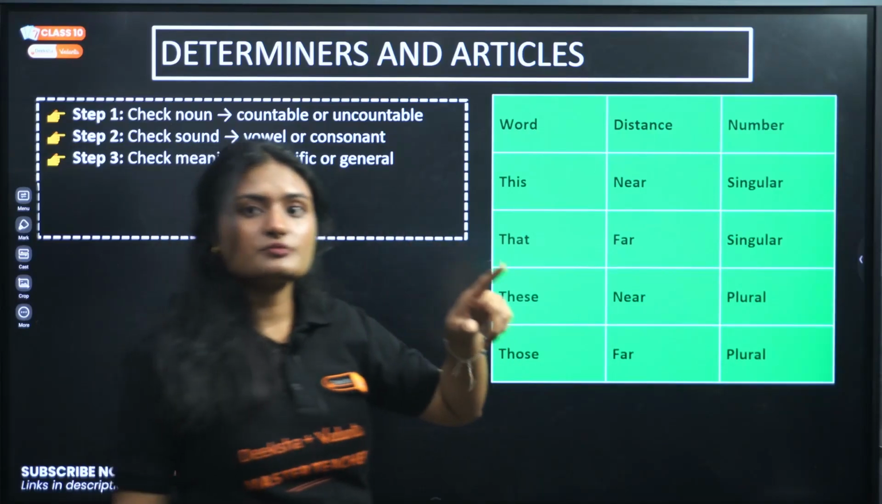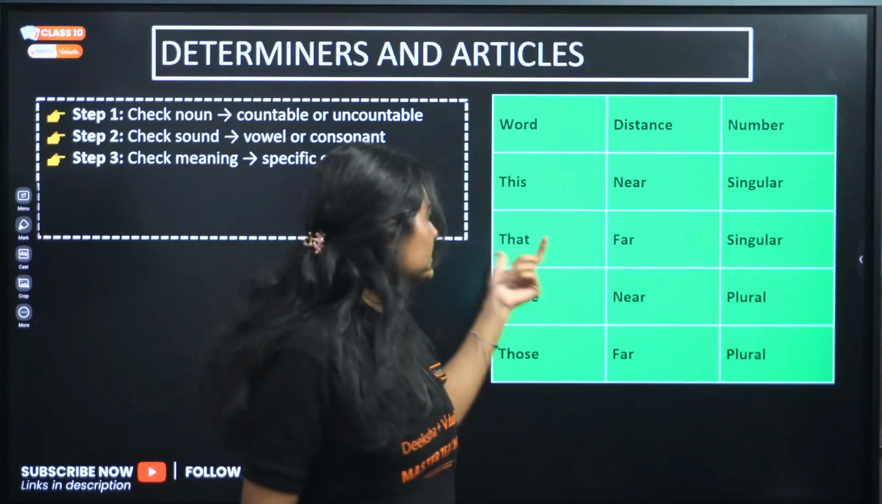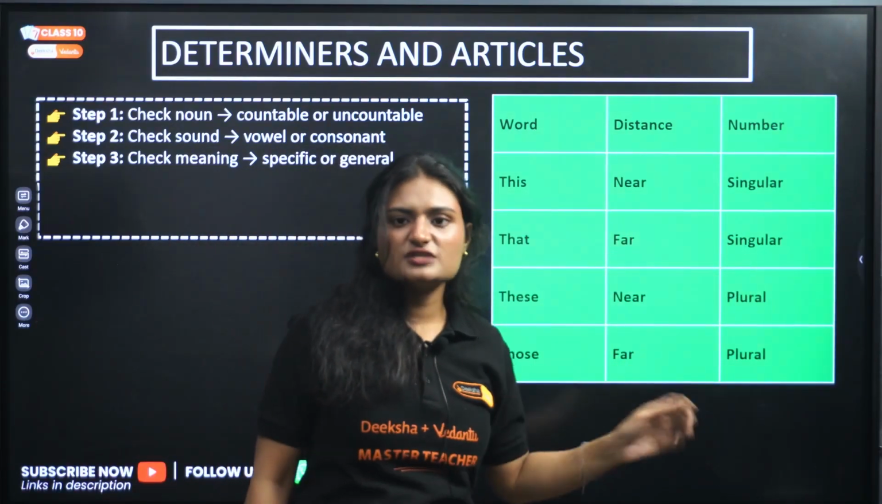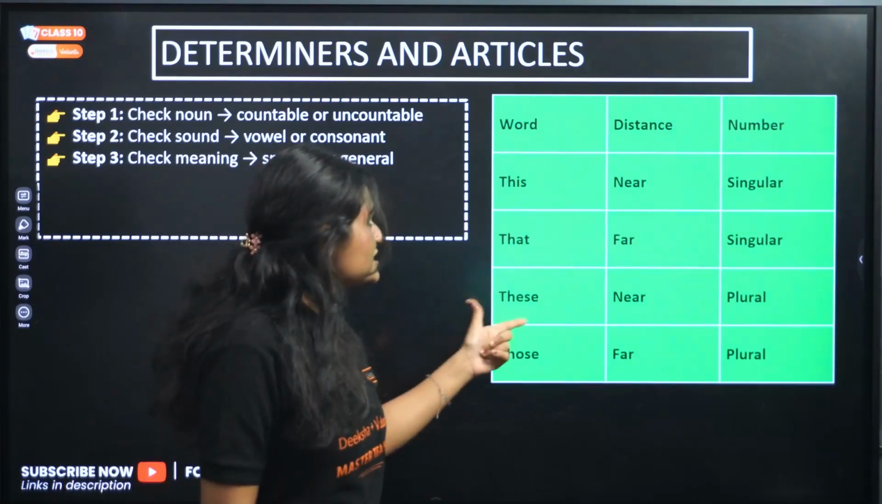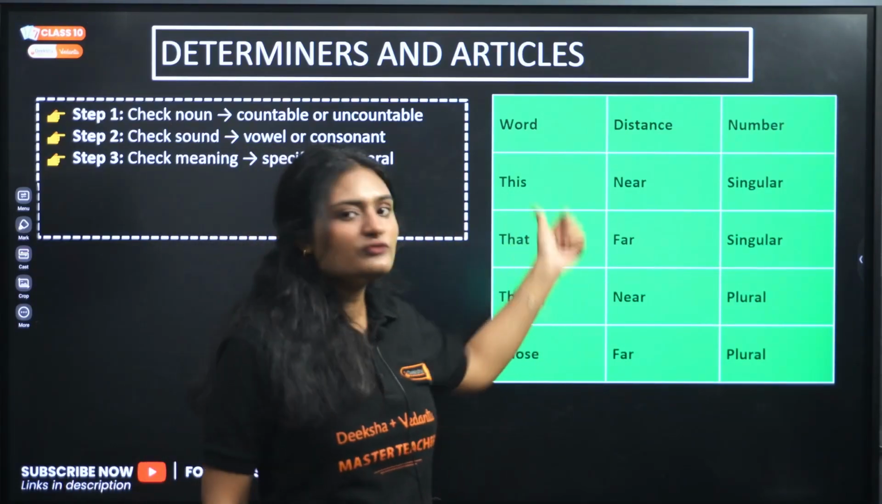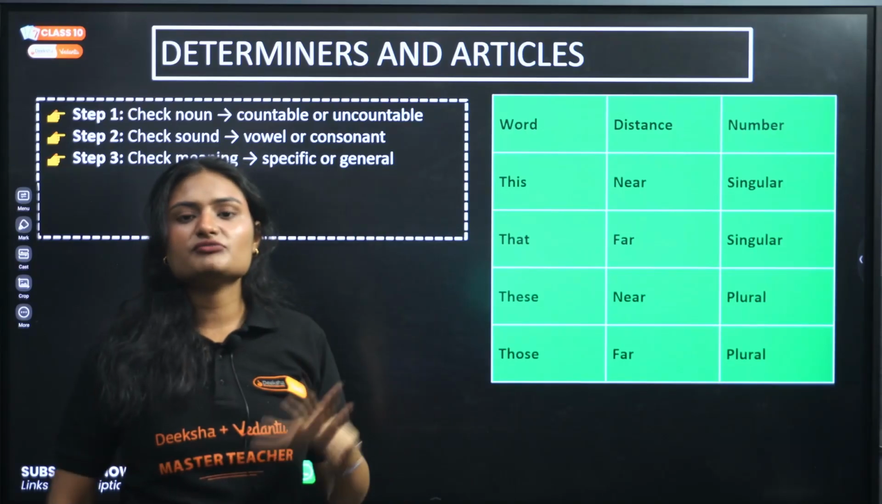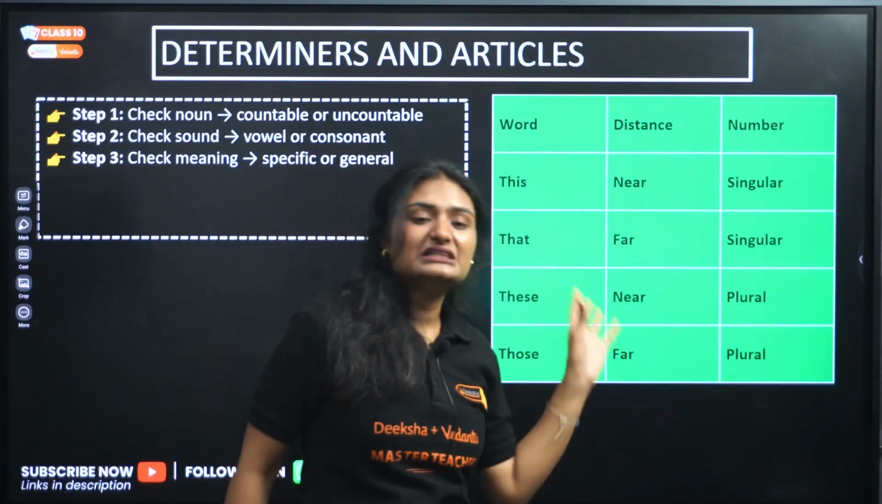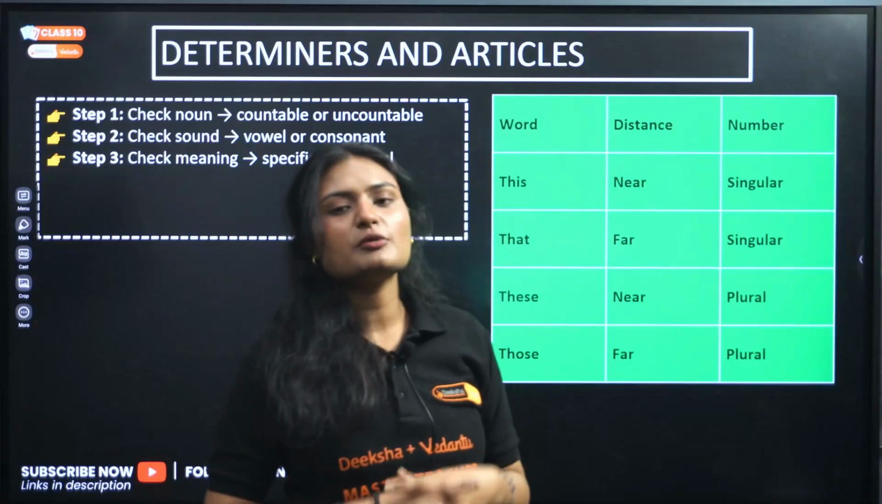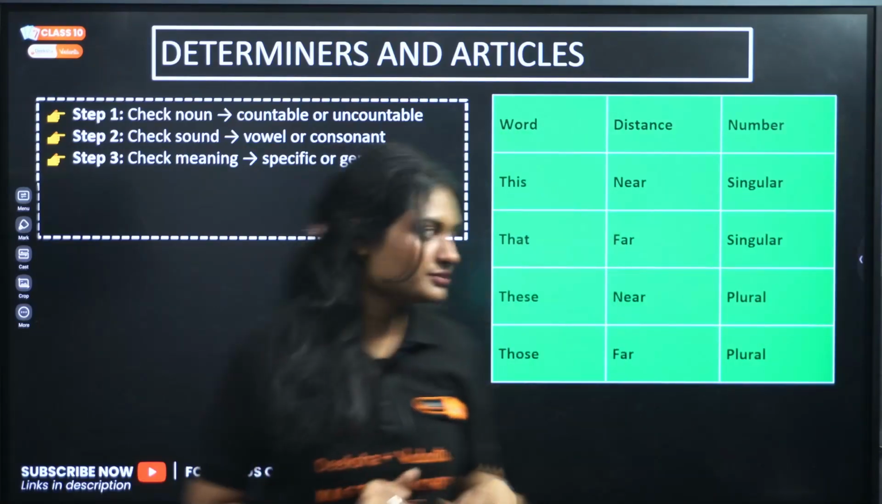And a singular object when you have one single thing. Similarly, that is used for far objects, far lying objects, and if you have plural objects, these is a plural of this. Again, the distance is near, but if you are talking about more than one thing. Similarly, those is a plural of that. And again, we are talking about multiple things, only then we use it.